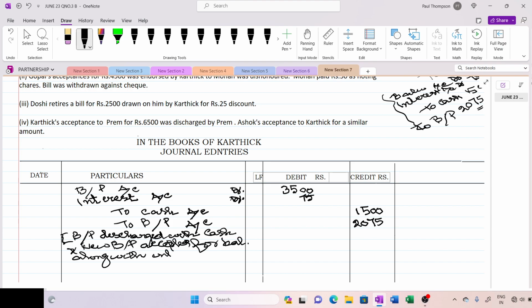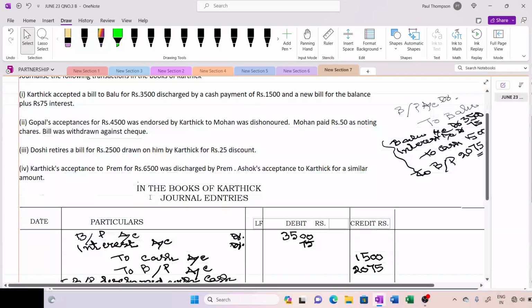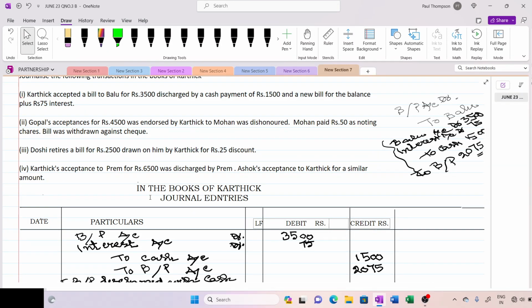So first entry is over. In bills of exchange, we have to go one by one. Now the second one is Gopal's acceptance. It means that fellow accepted our bill. That fellow has to make the payment. Who is accepting? He has to make the payment. Make clear of that. Gopal's acceptance 4500. It was endorsed by Karthik to Mohan. Now see here, I'll make here.